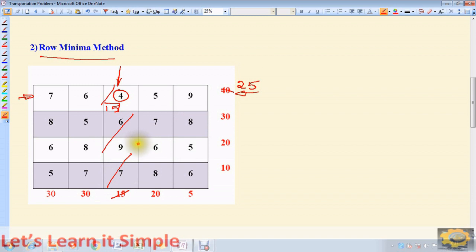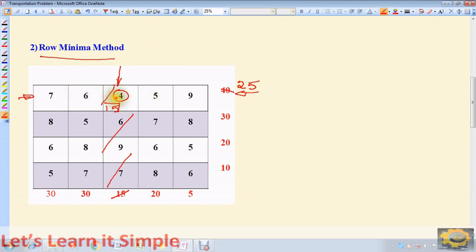Then again in the same first row, we need to look for the next least cost. Why? Because the row is not vanished. We have taken the first row, but the first row is still not vanished. So we are left with 7, 6, 5, 9 as the elements in the first row. Therefore, after allocating 15 in this cell, the column is vanished but not the row. Therefore, we need to look for the next least cost.